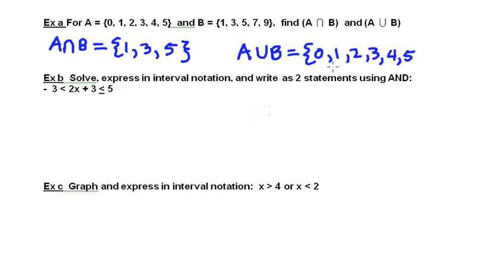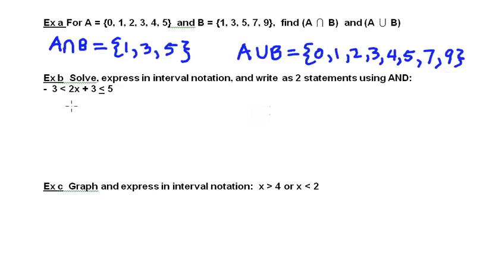And those are all the elements of set A. But in addition, in set B, we have several unique numbers. The numbers 1, 3, and 5 have been included already, but the numbers 7 and 9 have not yet been included. So we will include those in our set as well. And this set represents the union of sets A and B.